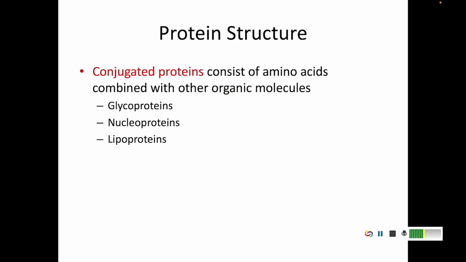Proteins can be conjugated. That means you can stick other kinds of organic molecules onto it. If you have a protein with a sugar attached, glyco means sugar, you have a glycoprotein. If you have a protein with some nucleic acid, it'll be a nucleoprotein. A protein with some lipid will be a lipoprotein.